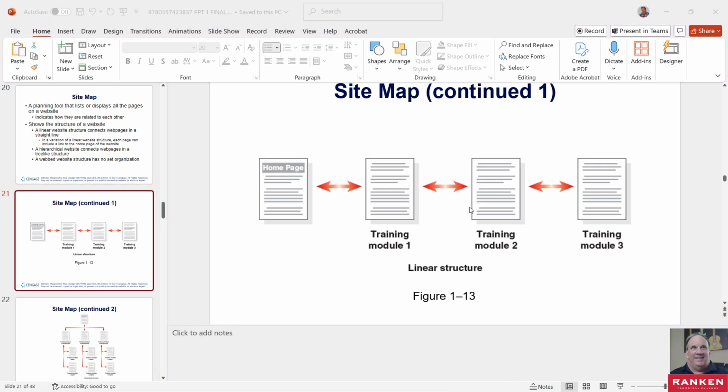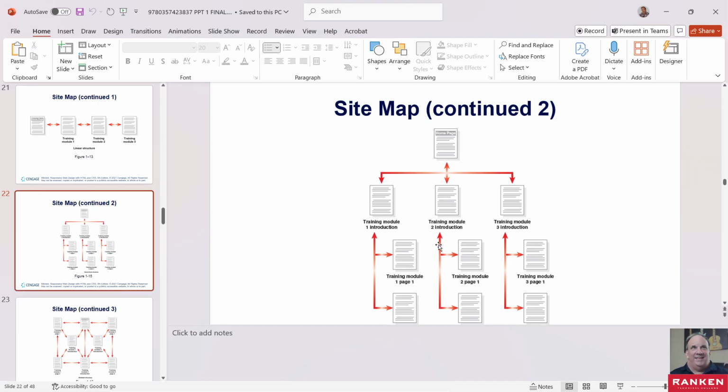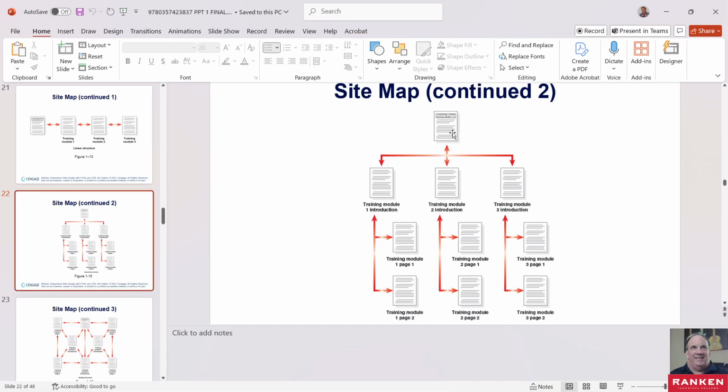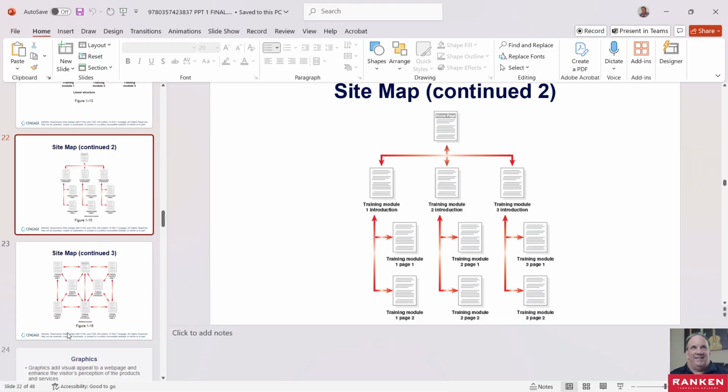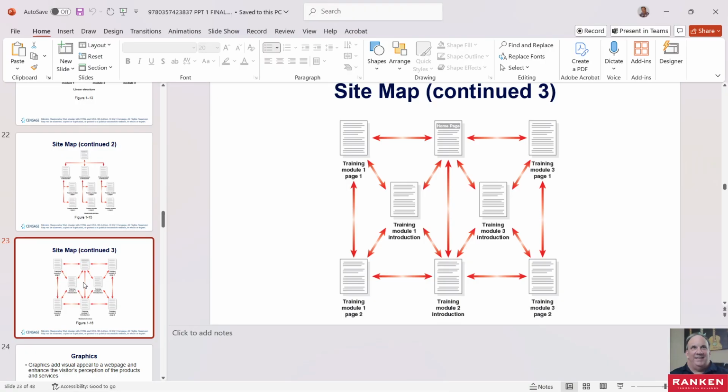So here's a linear structure. The home page goes to training module 1, training module 2, training module 3. It just shows how they're connected. It's really about connections, right? And here, some things can be linked to other things. It's really just how things are all linked together on your site, right?